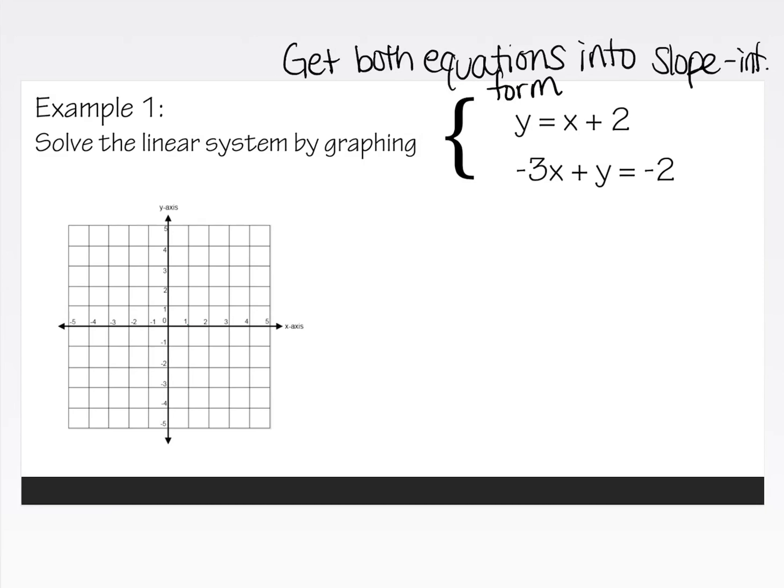Notice how our first equation, y equals x plus 2, is already in slope-intercept form, so we can graph it. Our y-intercept is 2, and then our slope is really 1 over 1, so we're going to rise 1, run 1, rise 1, run 1. And if we want to extend our graph in the other direction, fall 1 to the left 1, fall 1 to the left 1, etc.